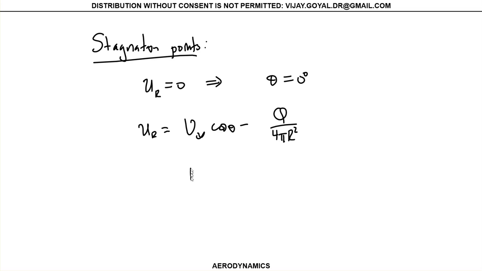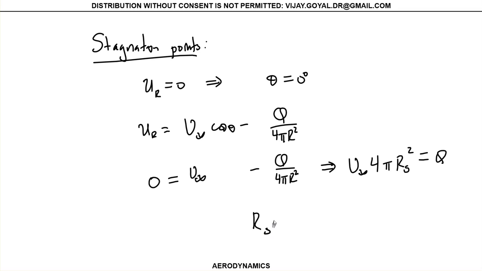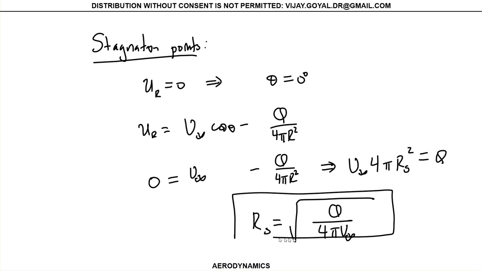When you put theta equal to 0 there, let's put it down here. I find u infinite cosine of theta minus q over 4 pi r squared. Cosine of theta is 1, and this is all equal to 0. So from here, I can solve for r as the stagnation point. There's a square here. So r stagnation, we can call it rs, is equal to the square root of q over 4 pi v infinite.